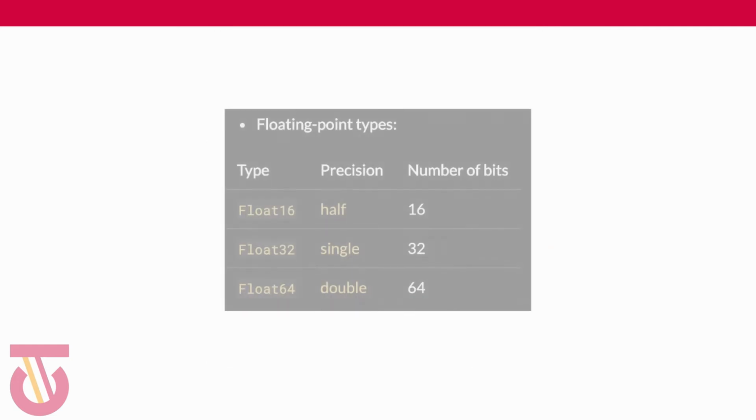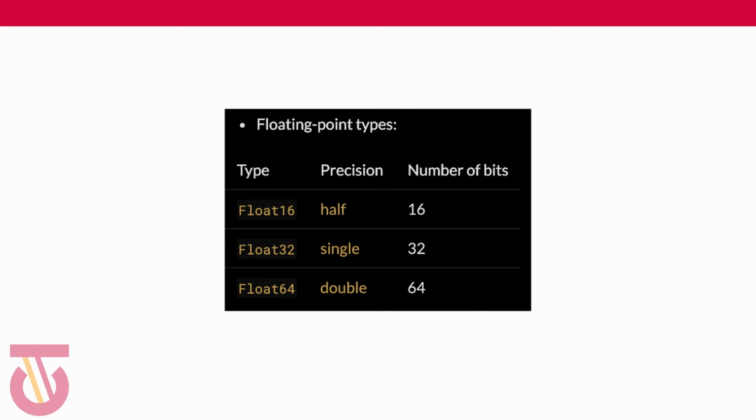We also have floating point types. Float16, Float32, Float64, all having different precision. Float16 is half precision, Float32 is single, and Float64 is double precision. By default, if your system is 64-bit, your Int values will be Int64. If it is 32-bit, they will be Int32.